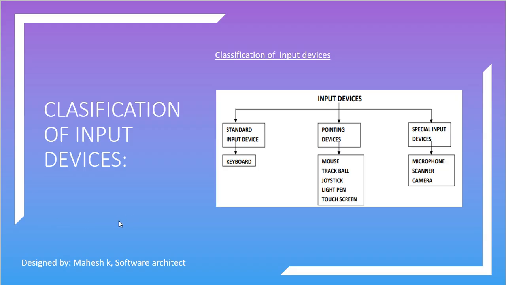Classification of input devices: you can see in the chart, we have standard input devices like the keyboard. Then we have pointing devices, which also come under input devices, that is mouse, trackball, joystick, light pen, touch pen. All pointing devices point to a particular icon or folder on the desktop. And the next, special input devices, are microphone, scanner, camera. Okay, so let's move to the next slide.